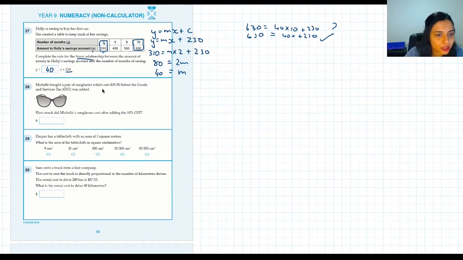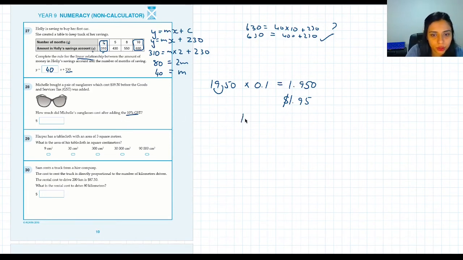Michelle bought a pair of sunglasses which cost $19.50 before the goods and services tax. How much did Michelle's sunglasses cost after adding 10% GST? So we want to find 10% of $19.50, which is the same as multiplying by 0.1. And anytime you multiply by 0.1, all you're doing is moving your decimal point back one place. $1.95 is your GST.